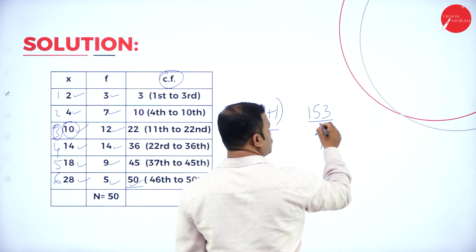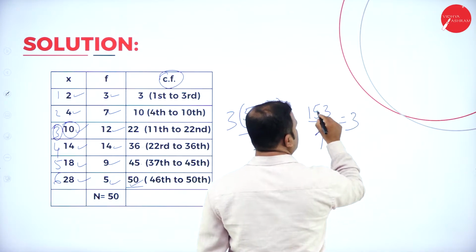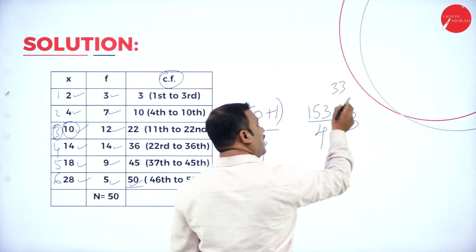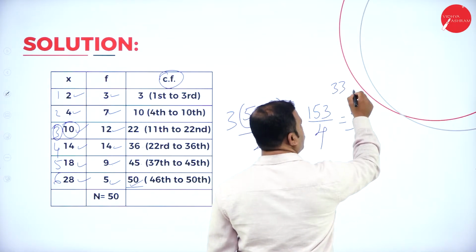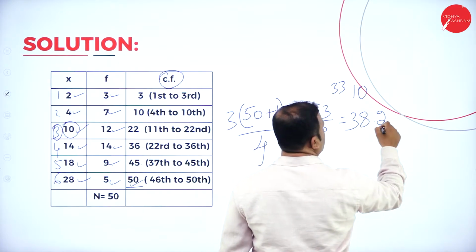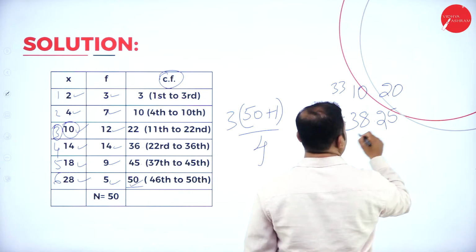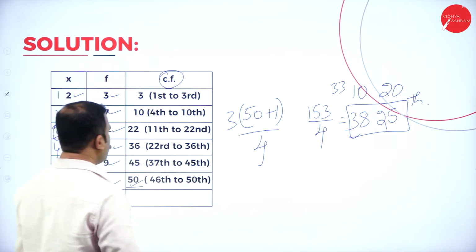If I simplify this, what is the value I get? 4 1s are 4, 4 3s are 12, 3 is remaining. 4 7s are 28, 4 8s are 32. We are left with one value, that is 1.0. 4 2s are 8, left with 2. 2 0 means 4 5s are 20. So the 38.25th term is considered.